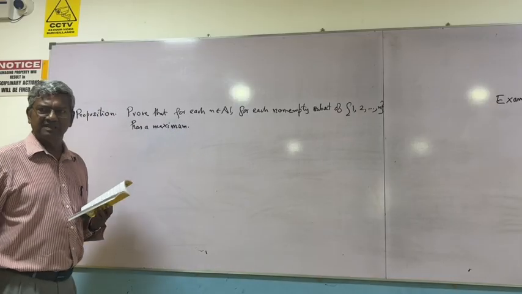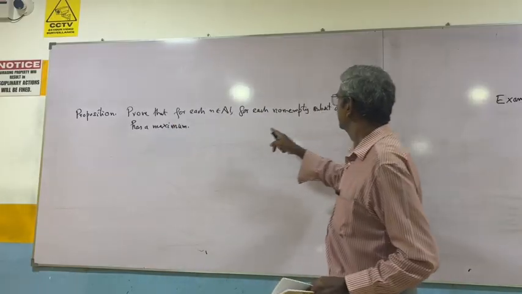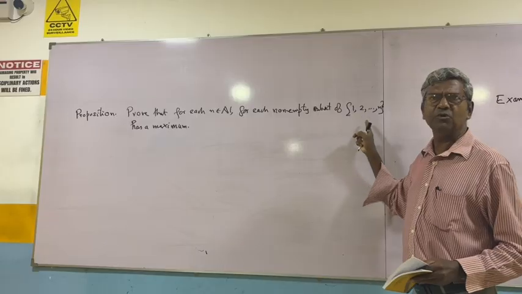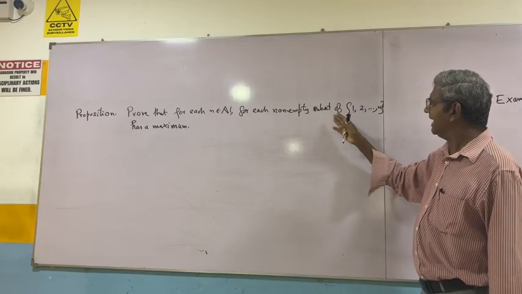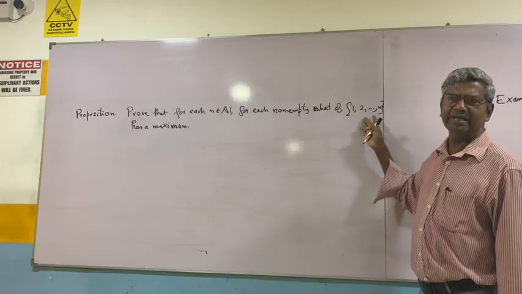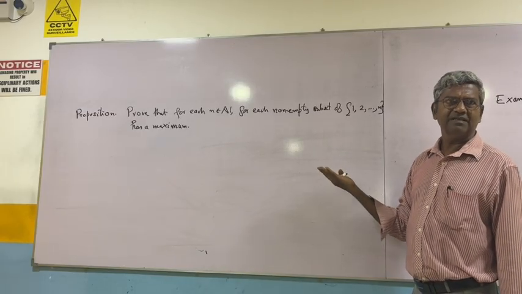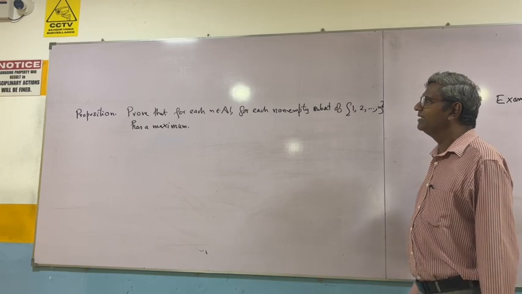has a maximum. What I am saying is, you take any A, then you consider the set consisting of 1, 2, 3, 4 up to N. If you take any non-empty subset of 1, 2 up to N, empty set is also a subset, no? But it doesn't have a maximum. Any non-empty subset of 1, 2 up to N has a maximum.